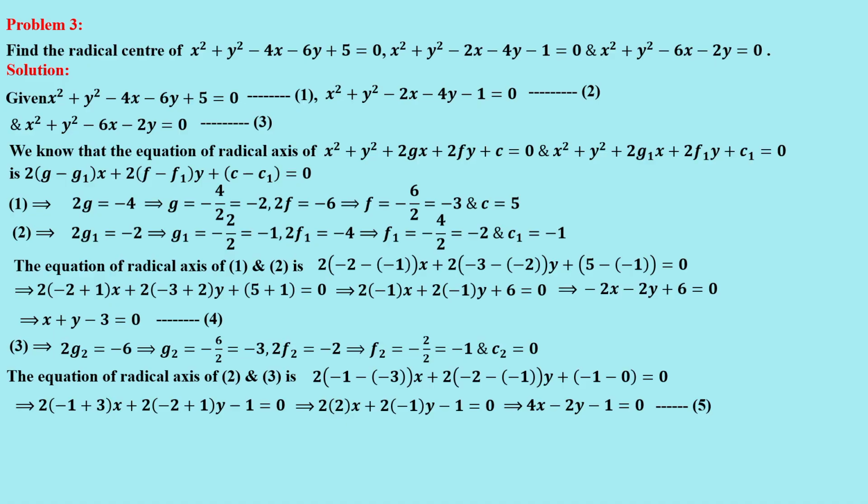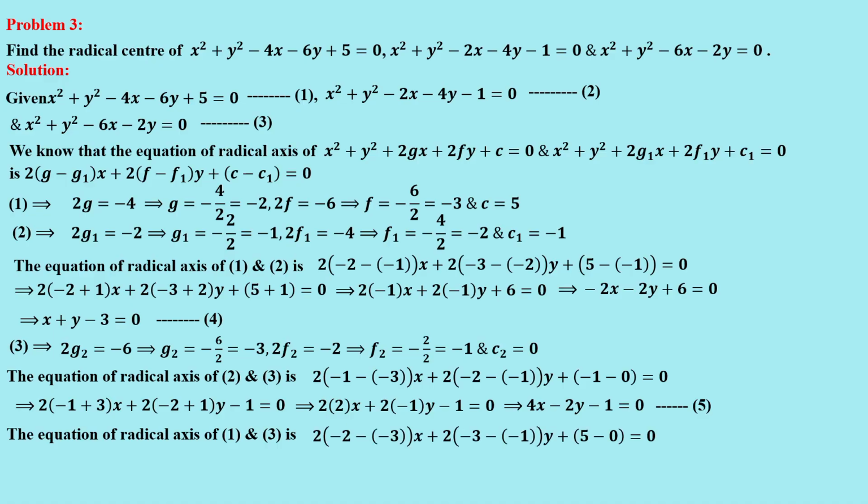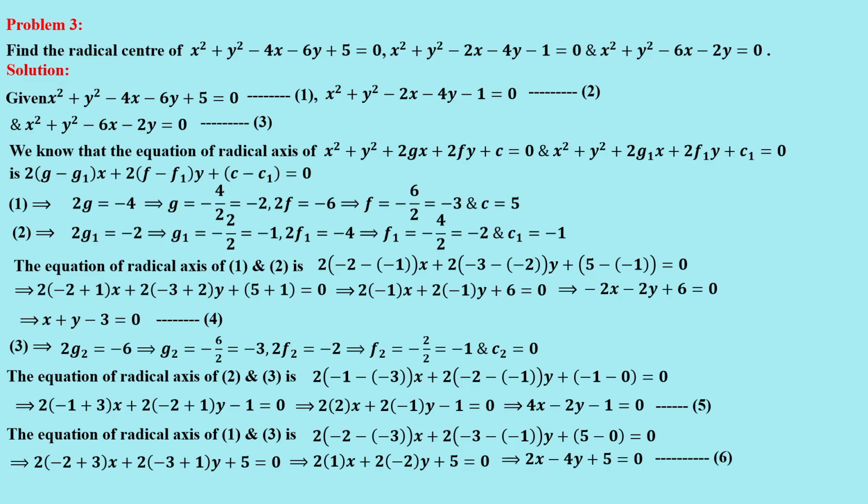These two are enough. We can solve 4 and 5 to get the radical center. However, we are going to find the radical axis of 1 and 3 also: 2(g − g2)x + 2(f − f2)y + c − c2 = 0, which is 2(−2 − (−3))x + 2(−3 − (−1))y + 5 − 0. After simplification you will get 2x − 4y + 5 = 0, that is equation 6.